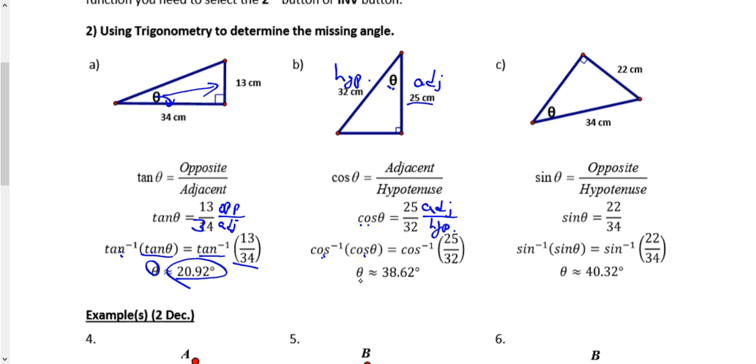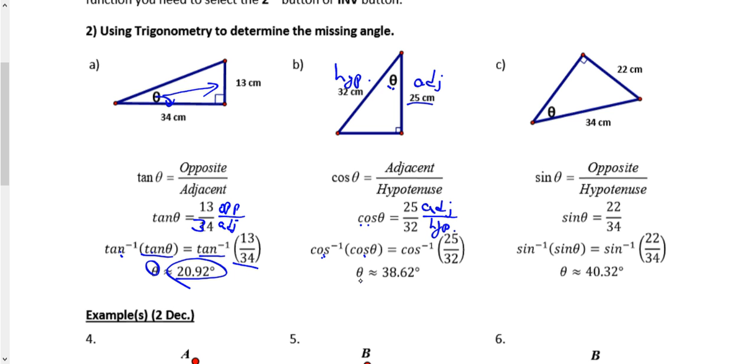So if you want to find an angle measure with trig, you have to use what kind of functions? The inverse of sine, cosine, and tangent. What's the inverse of those?